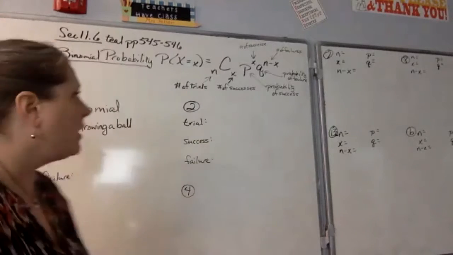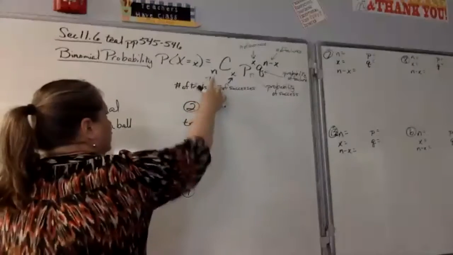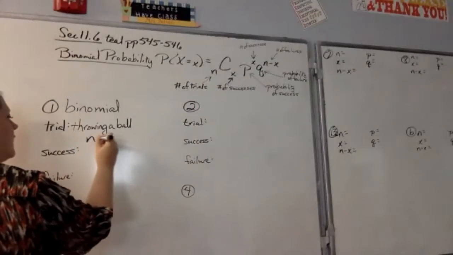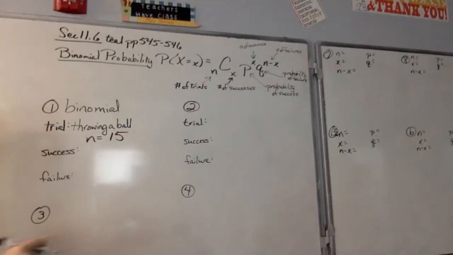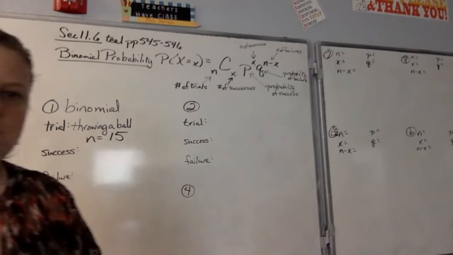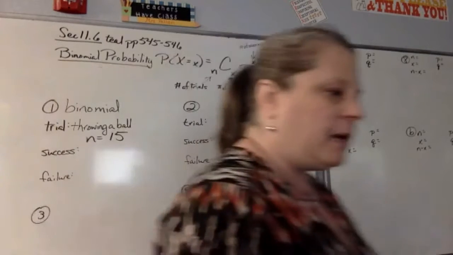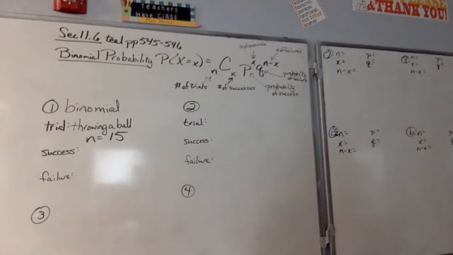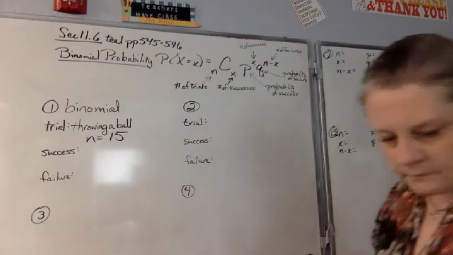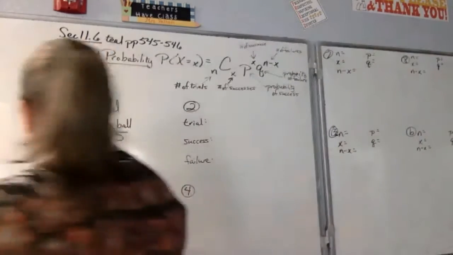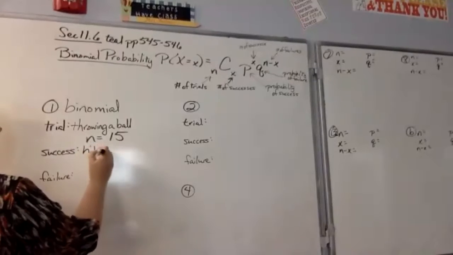And then it also wants to know our N. Our N is our number of trials. N stands for number of trials. And it was how many times she was throwing the ball? 15. Okay. Now, our success would be hitting what? The target. Hitting the bullseye, right? Hitting the bullseye is the success.